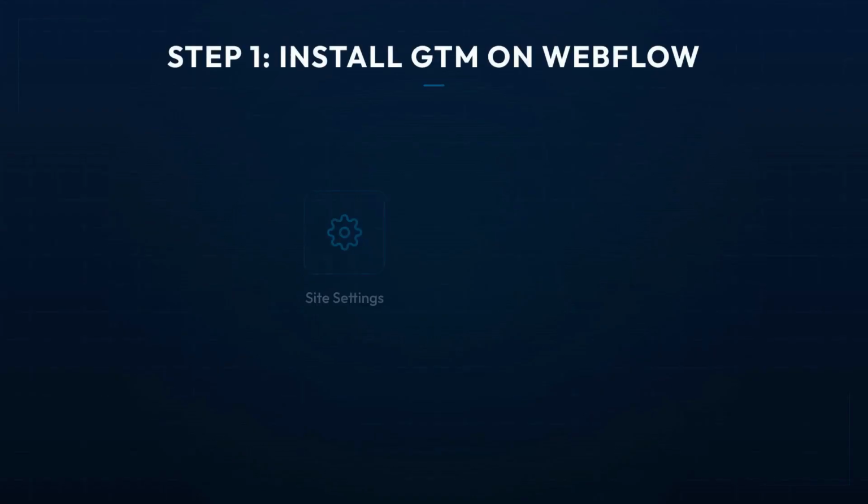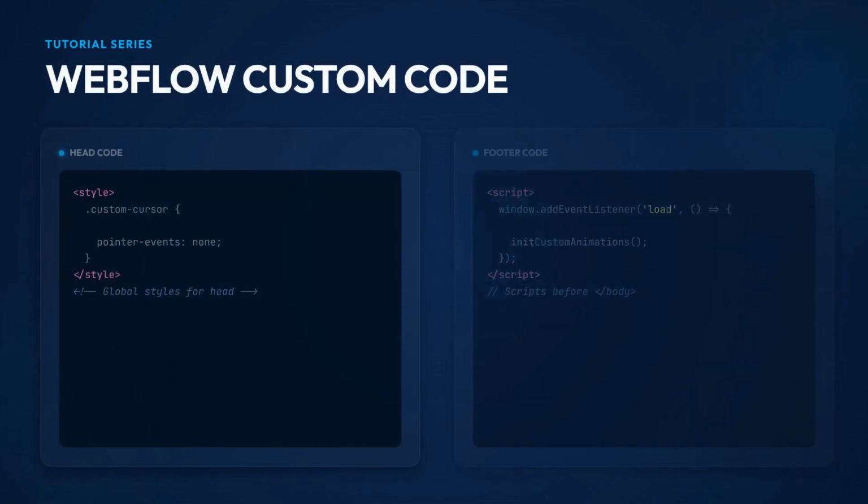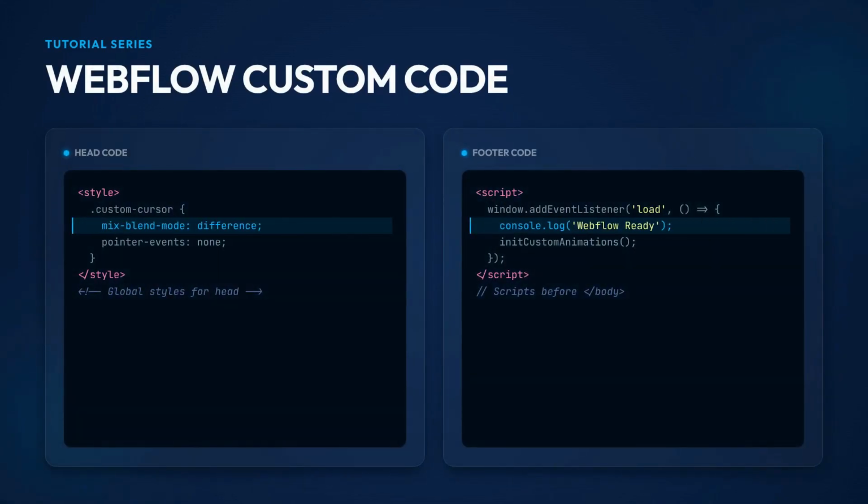Step 1. Install GTM on Webflow. Go to Site Settings, then Custom Code. Paste your GTM head snippet in the head code section. Paste the GTM body snippet in the footer code section. This is the correct location for site-wide GTM installation. Page settings only fire GTM on individual pages. Publish the site after saving. Always test on the live published URL, as GTM does not fire on editor previews.